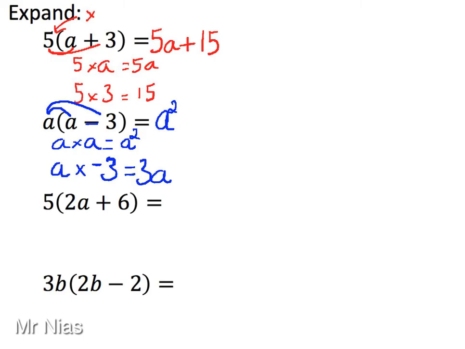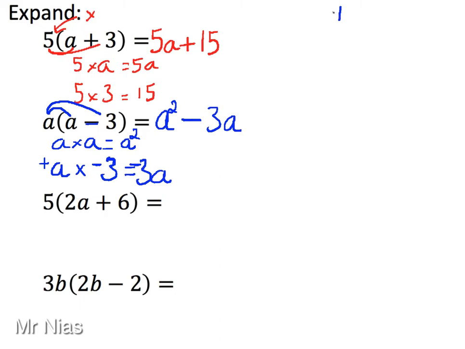So this is 3a. But of course, we've got a negative and a positive here. This a is obviously positive because there's no negative. And the mix of signs means our answer there is negative. So it's a squared take away 3a because it's negative. And let's just remind ourselves of that.